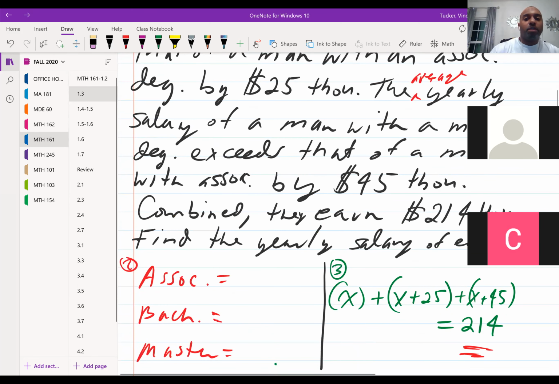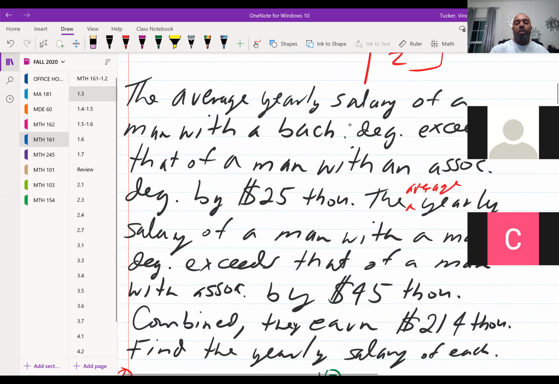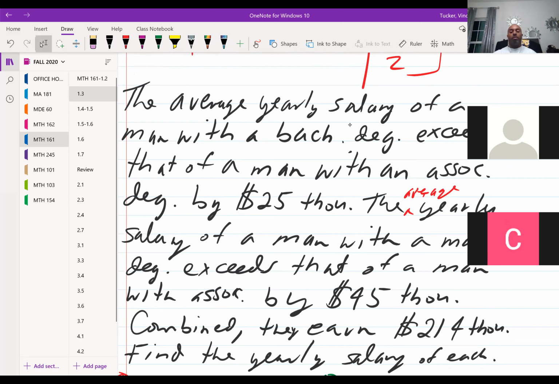So I guess we're good to go. All right. So the first thing you want to do, remember the first step is to read the problem. Make sure you understand the problem. The second step is to establish your unknowns. See how many unknowns you have and what are your unknowns. So we look at what we have here. The average yearly salary of a man with a bachelor's degree exceeds that of a man with an associate's degree by 25,000. The average yearly salary of a man with a master's degree exceeds that of a man with an associate's degree by 45,000. So notice we have 3 unknowns here.